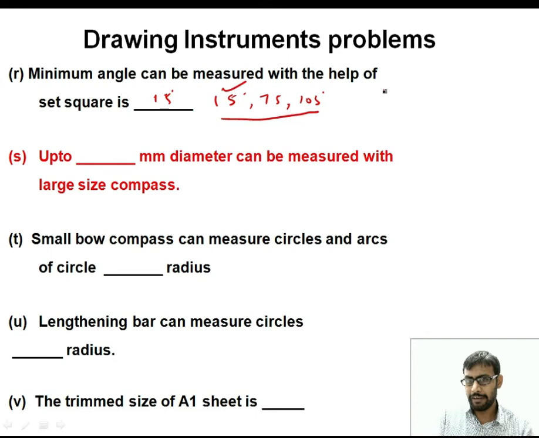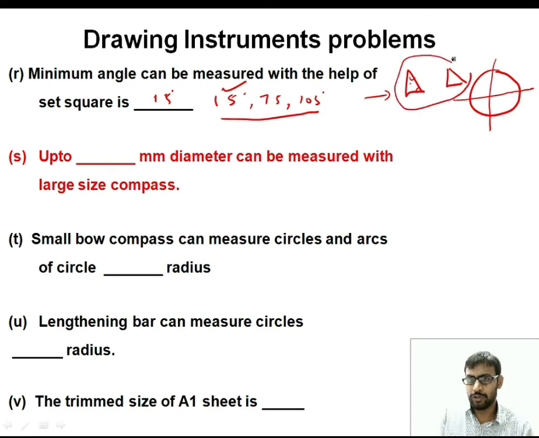Basically, we have two types of set square. We already talked about the 30-60 and the 45-45. With the help of a combination of these two, the minimum angle that can be drawn is 15 degrees. And one more thing we talked about in our previous lecture: into how many parts can the circle be divided with the help of these two set squares?